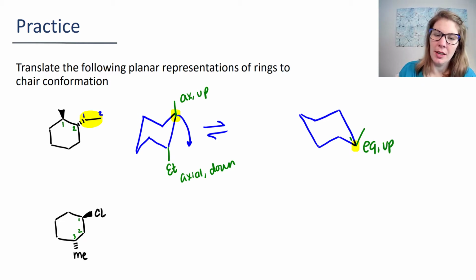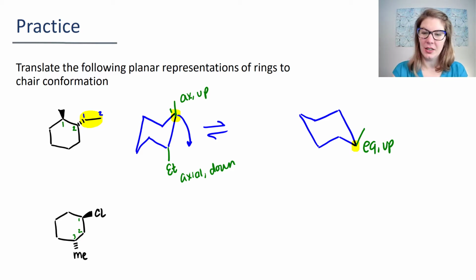This is carbon 1, just like how this was carbon 1. Now that we recognize that this is carbon 1 and our equatorial is up, let's go to carbon 2. At carbon 2, we had an axial that was pointing down. Once we did the ring flip, we're going to change that into an equatorial that's still pointing down.